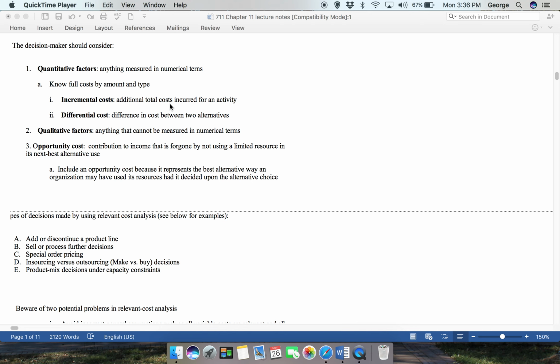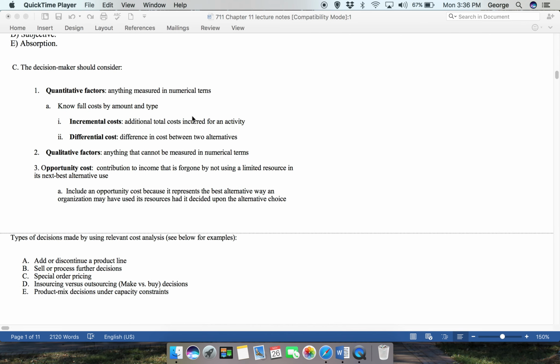And then opportunity cost is the contribution to income that's foregone by not using our limited resource. So let's go back to make or buy a component part. If I buy the part, I can rent my plant out and I can receive $10,000 a month. So that $10,000 would be an opportunity cost, right? If I buy it from an outside supplier, I'm going to receive $10,000 more a month. If I make it myself, I'm not going to receive that rent. So that's an opportunity cost, and those are taken into consideration in relevant costing.